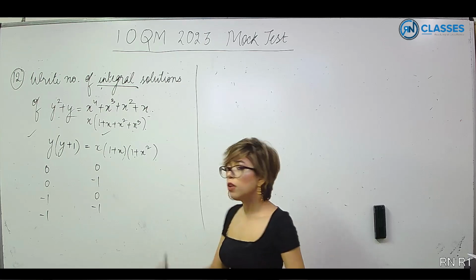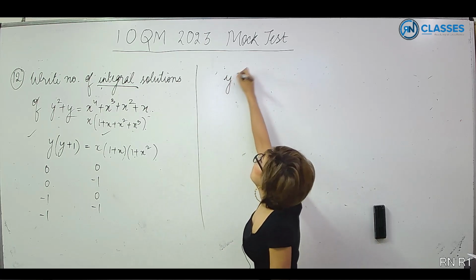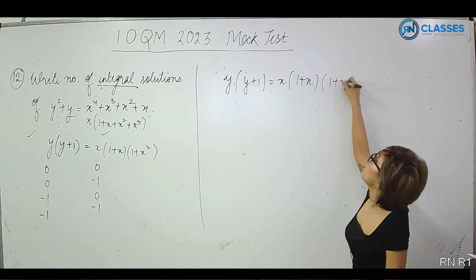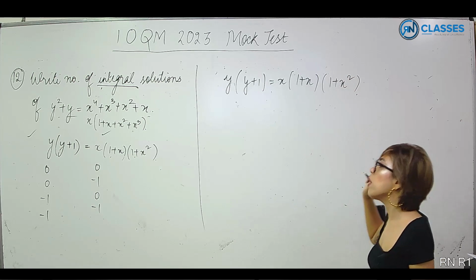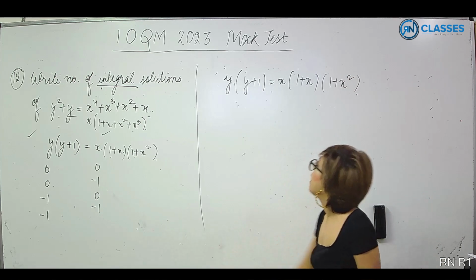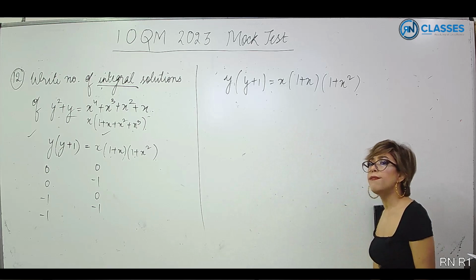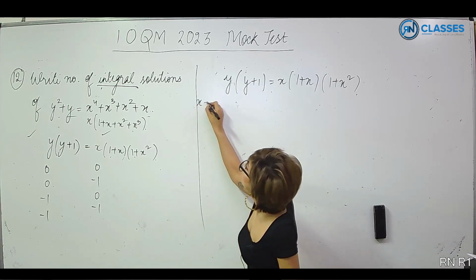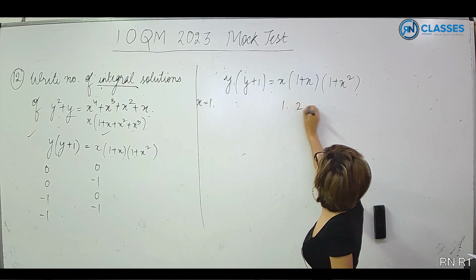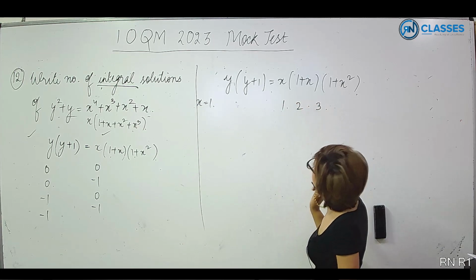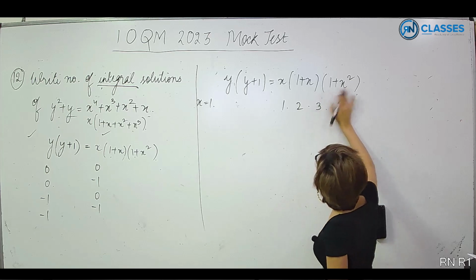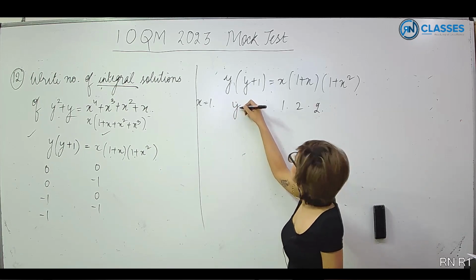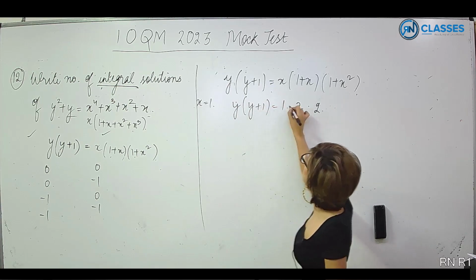Now the problem is, what about the non-obvious ones? Let's see. So y into y plus 1 equals x into 1 plus x into 1 plus x. Now, if I want to look ahead, what can I do? Maybe I can put x as 1. Let me see solutions in positive integers first. So as I'm putting x as 1, it's 1 into 2 into 3 into 2 times. And this is y into y plus 1. Now, the thing is, this is 4.